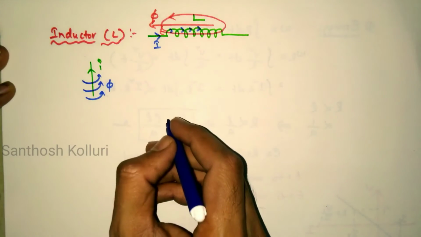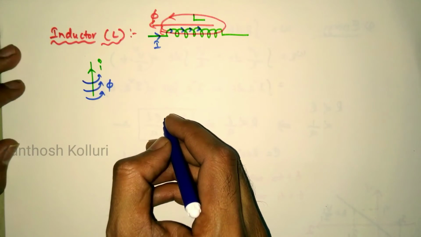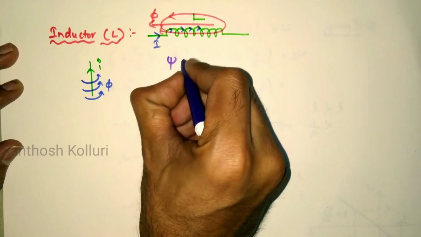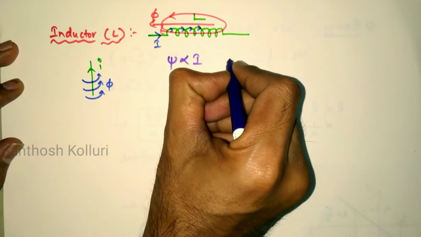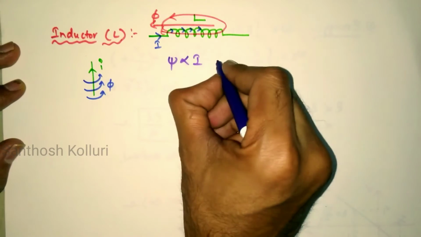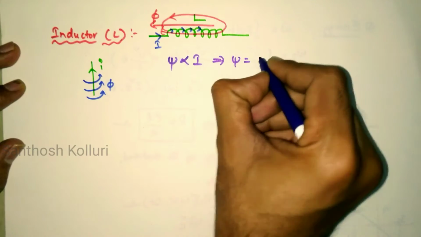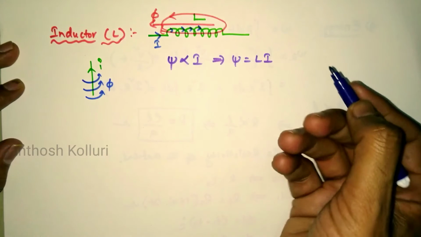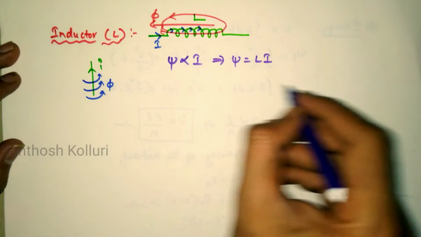So here the magnetic flux linkages can be written as psi, which is directly proportional to the current flowing through the inductor. So this can be written as psi is equal to L into I. This is a basic law of magnetic flux linkages.